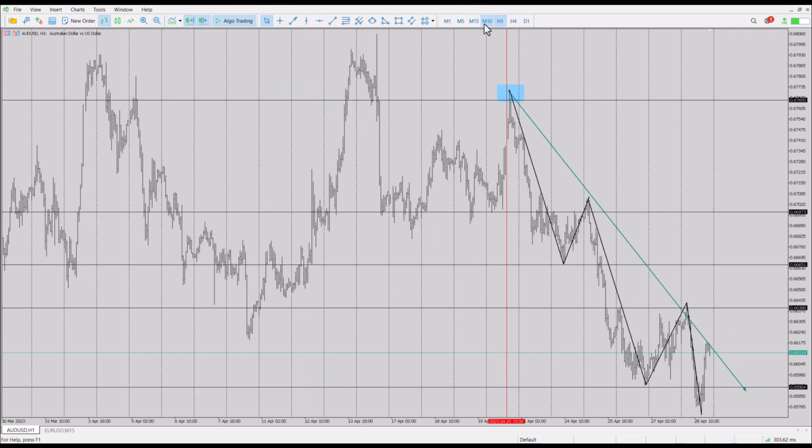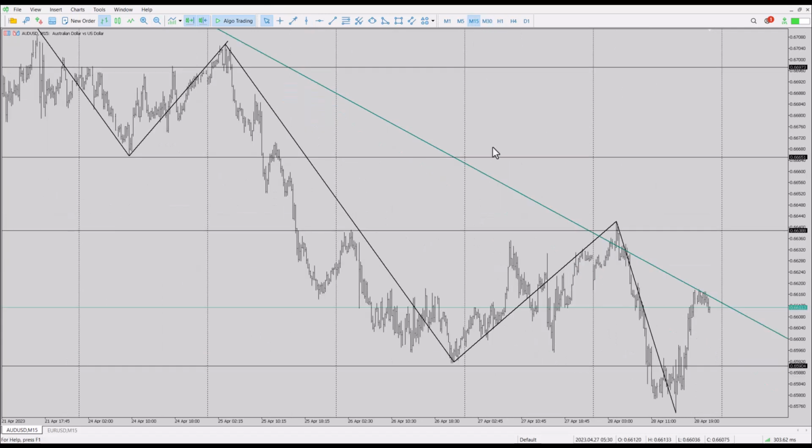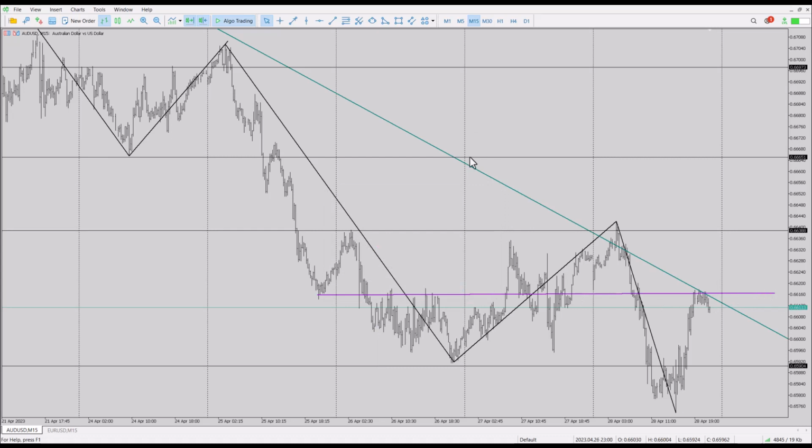We go to the 30-minute chart, it's almost the same. As you can see, we can see more clearly. And the 15-minute chart. In the 15-minute chart, we have some more support and resistance lines. So as you can see, we have one here. Let me change the color. Make it purple, violet. Okay. And that's what we have so far.